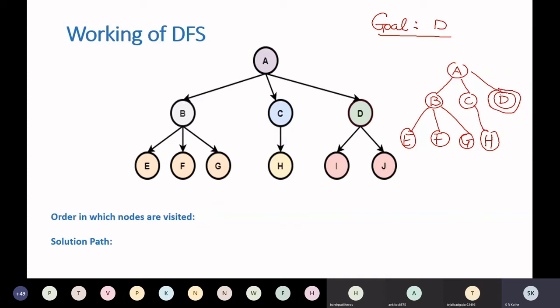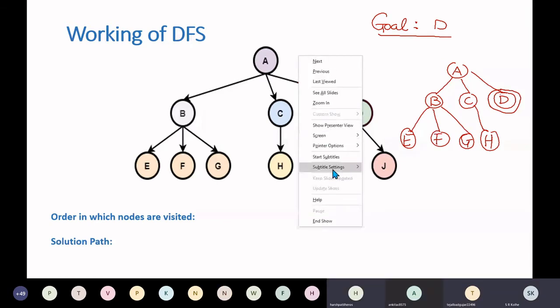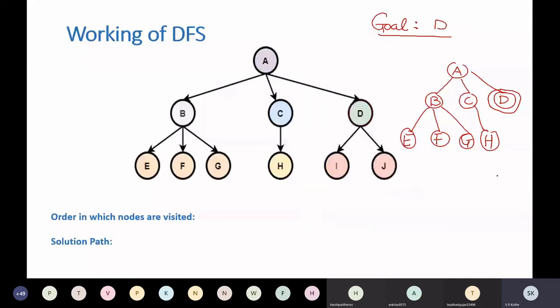So what is the solution path? A, D. D is the solution path. So from A there is a path to D. So naturally the solution path is AD.